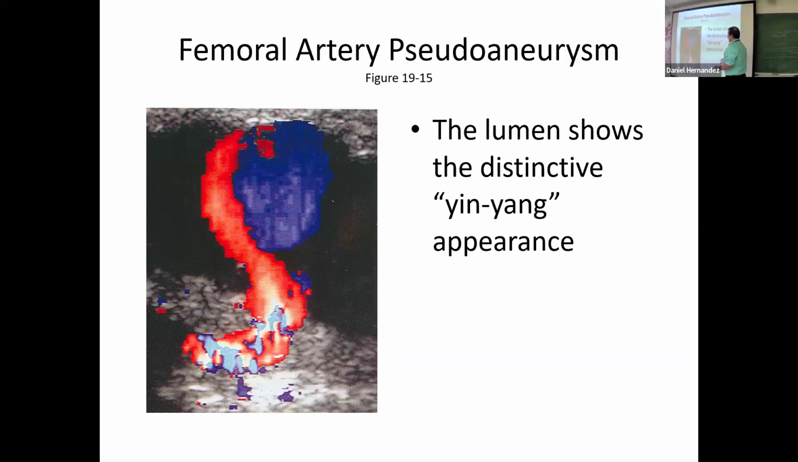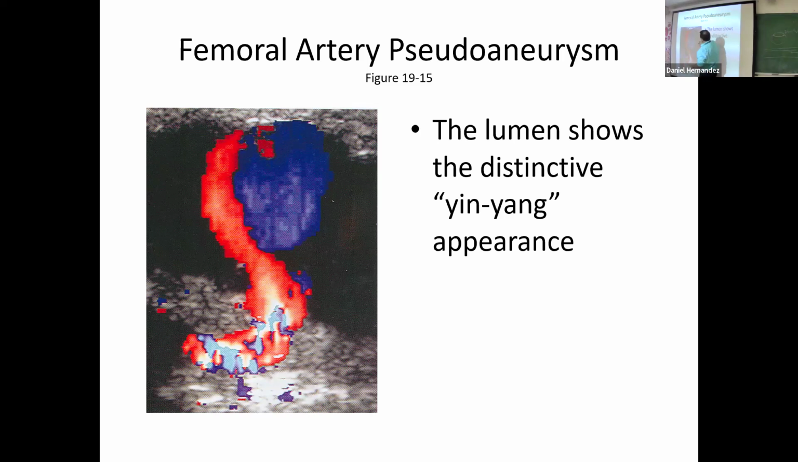So this is that typical, prototypical yin-yang flow pattern that we see within a pseudoaneurysm. We have the native vessel down here, so this is the native artery, the femoral artery, the neck, which feeds that hematoma or that pseudoaneurysm, and then the bidirectional flow, one wound downward, which is going to be seen in the neck.